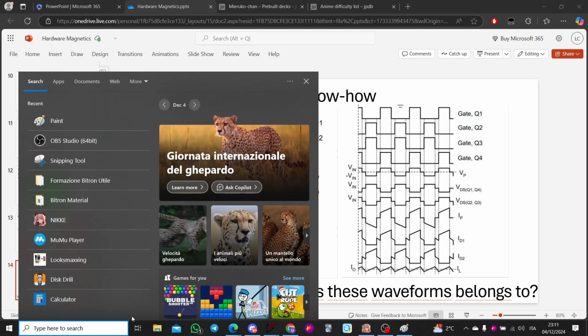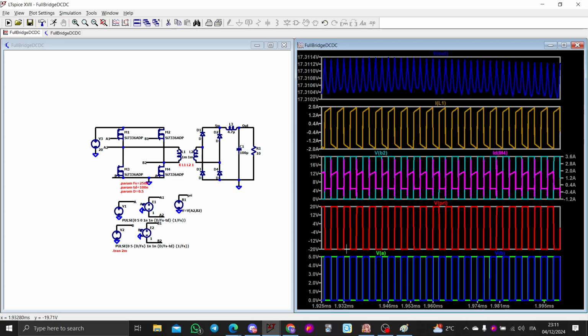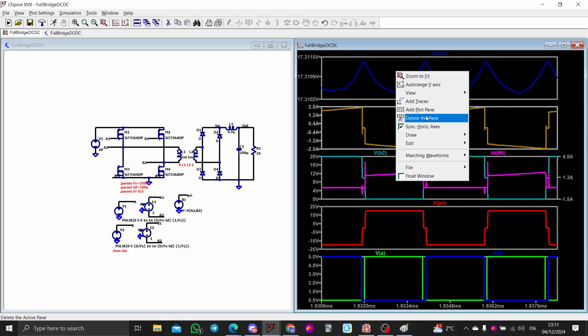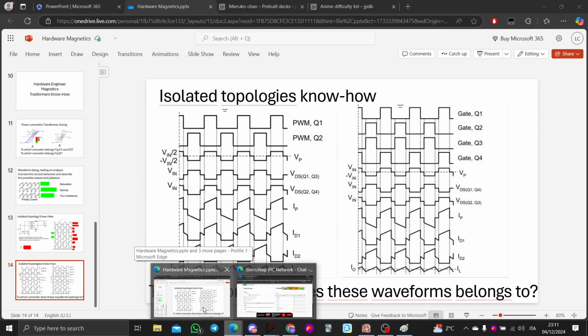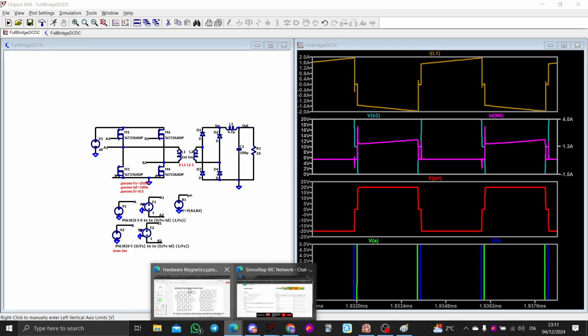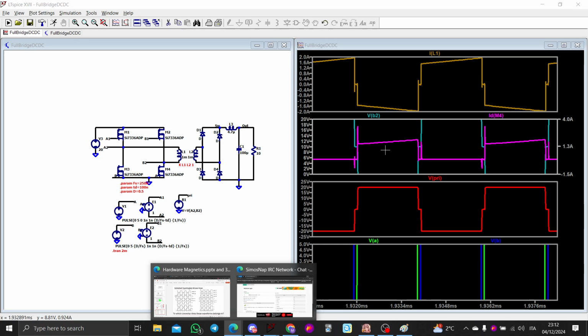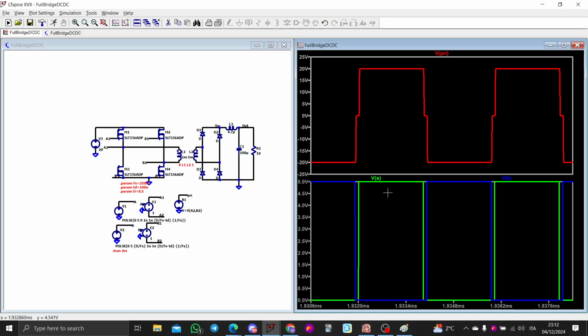You can verify it immediately with LTspice, just go to the full bridge. The primary voltage, as you can see here, is between minus Vin and Vin. But I can replicate immediately all this from here. So let's keep the gates, V primary, VDS, I primary, and delete everything else.